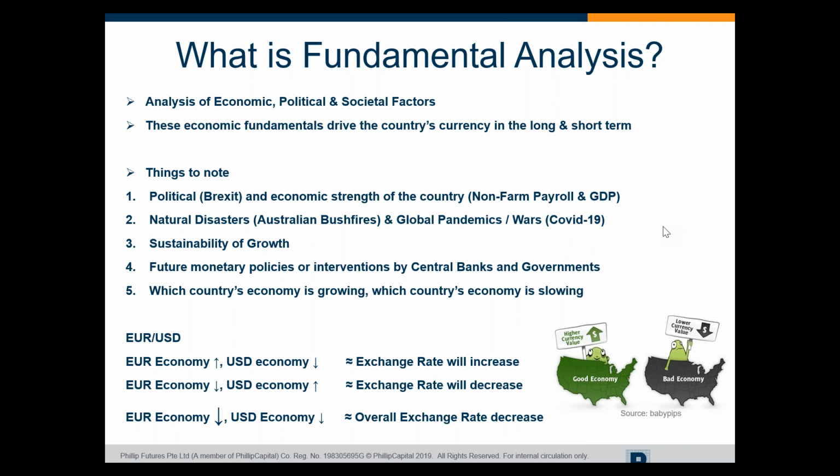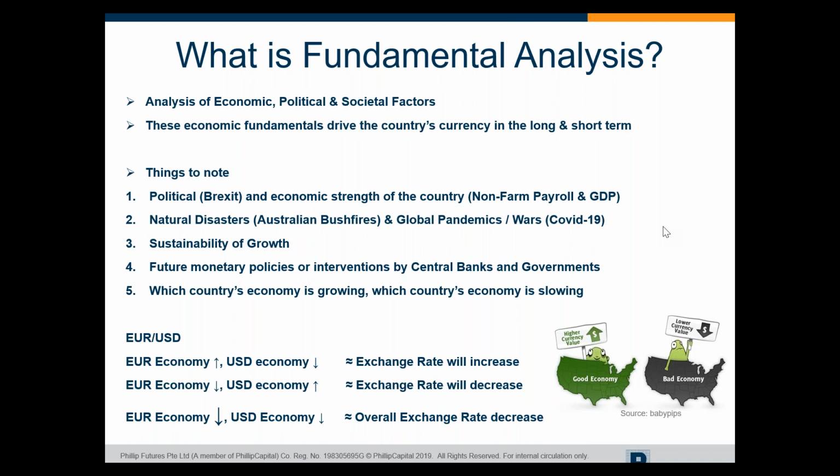So I think this is a partial answer to the question whether you should buy or sell. I use the euro dollar for example. If let's say the euro economy is expanding or growing and the US economy is contracting or slowing down, then the general exchange rate that you see will increase due to the euro economy increasing. Second scenario, if the euro economy is slowing down or contracting and the US economy is expanding, you would see the exchange rate decreasing. This is because the US dollar is appreciating against the euro, therefore the exchange rate will come down.